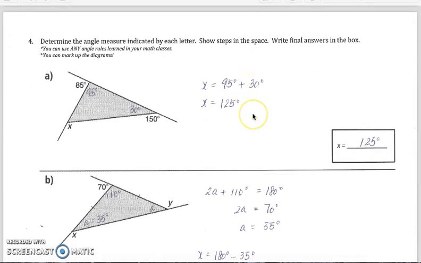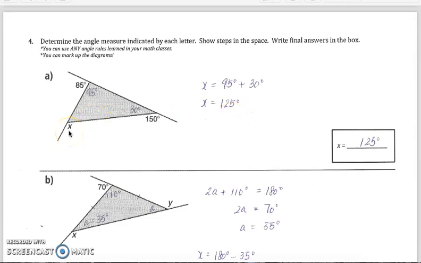Number 4. Determine the angle measured or indicated by each letter. Show steps in a space. Write final answers in a box. Remember, you can use any angle rules that you have learned in all of your math classes. And you can mark up the diagrams to make things more clear for you.